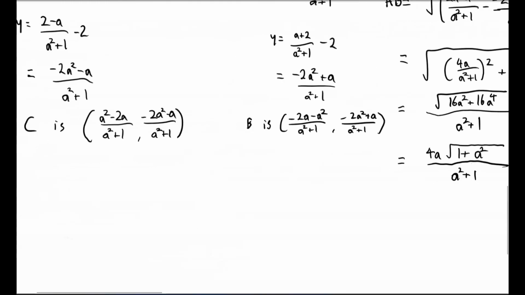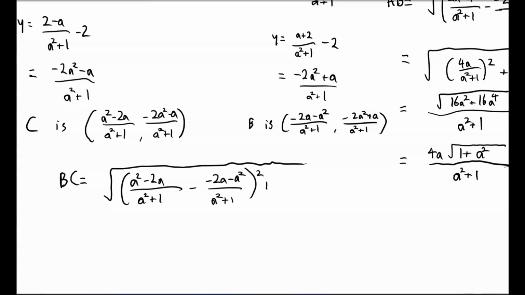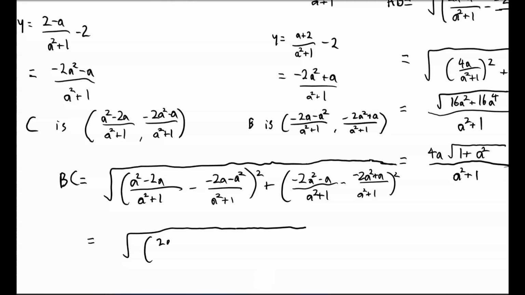And now let's try to find BC. So the length of BC is going to be given by the square root of (a squared minus 2a over a squared plus 1 minus 2a minus a squared over a squared plus 1) all squared, plus (negative 2a squared minus a over a squared plus 1 minus 2a squared plus a over a squared plus 1) all squared. This is going to give us the square root of (2a squared over a squared plus 1) all squared, plus (minus 2a over a squared plus 1) squared.